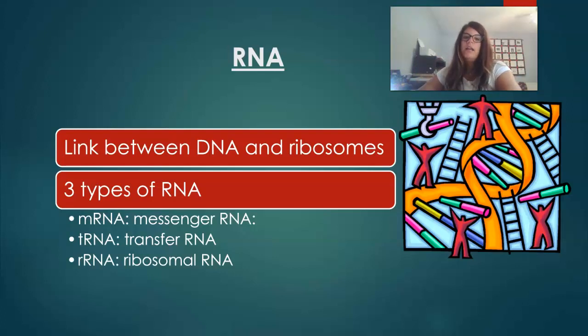And then rRNA is ribosomal RNA. We scientists believe that ribosomal RNAs are used to help make the ribosomes, but there's still a lot of research going on exactly how rRNA works and what its function is. So we aren't really going to talk about rRNA today. We're going to focus on messenger RNA and transfer RNA.